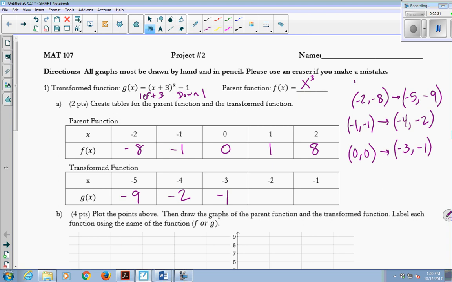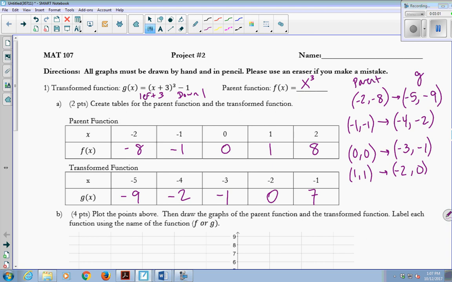So these are points on the parent. These are points on G. That's my parent F. These are corresponding points on G after I've performed the transformation. So (1, 1), go left 3, down 1, and I land at (negative 2, 0). Gave you the negative 2, just put in the 0. And then if I go left 3, I get negative 1. Down 1, I get 7.